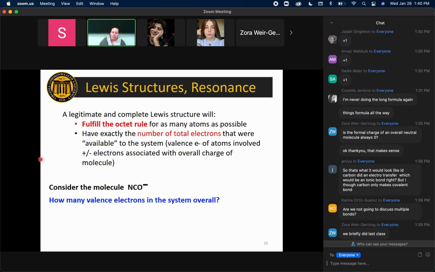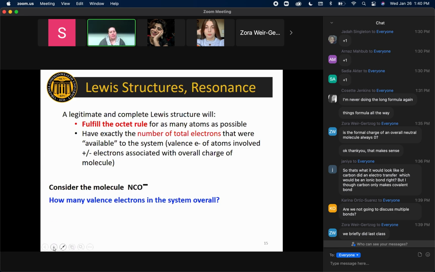And someone's asked about discussing multiple bonds. We did touch on that in a previous class, and we will talk about multiple bonds more. For the purposes of formal charge, each line of a multiple bond is a thing, and that's all that you need to know for the moment. We'll get to more of that stuff.